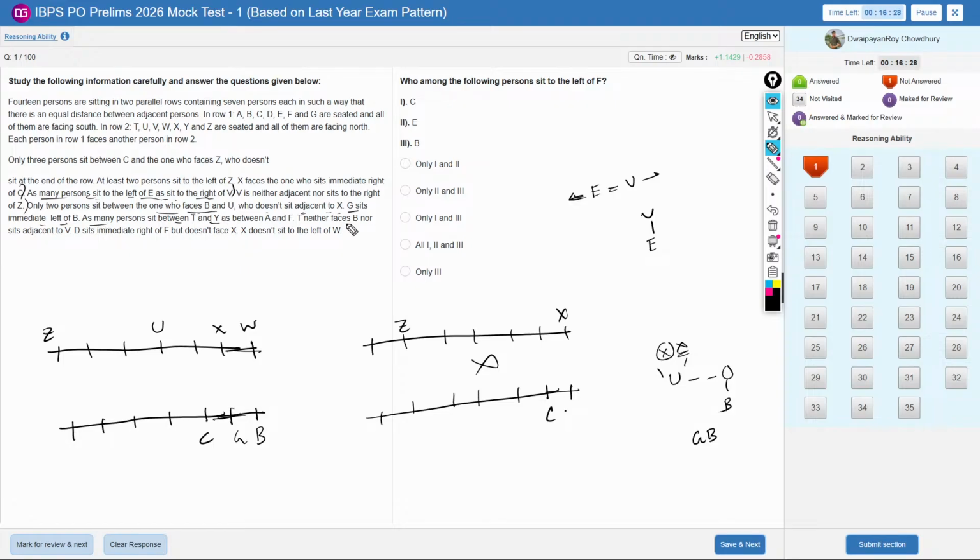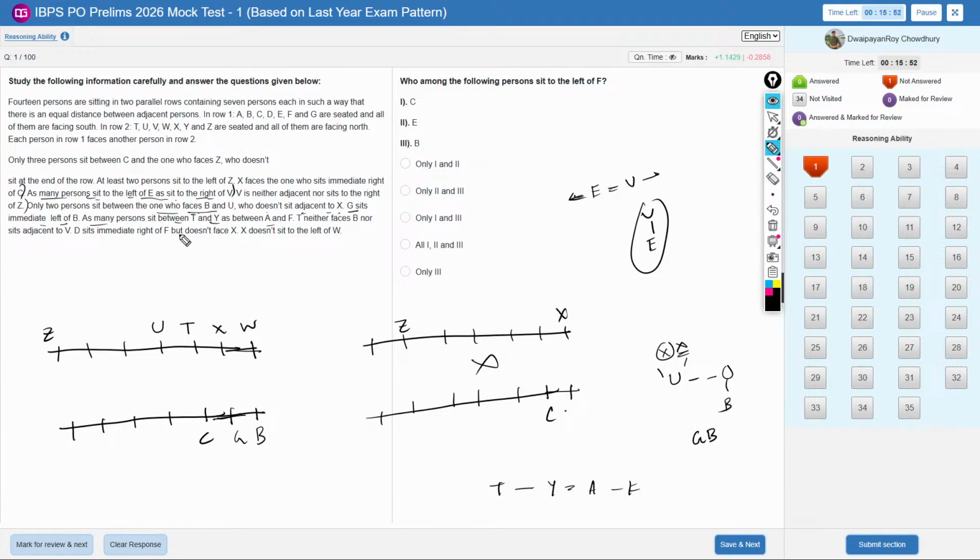As many persons between T and Y as between A and F. T and Y, okay, this is a pair. T neither faces B nor is adjacent to V. So if T is not adjacent to V, V is either here or here. So T has to be here.